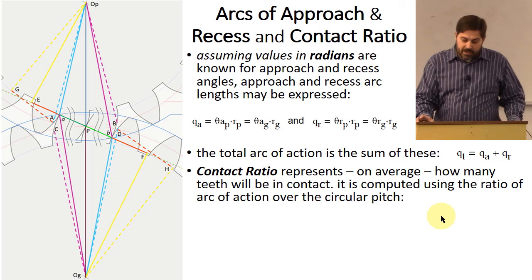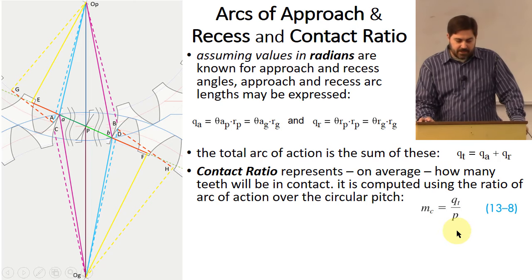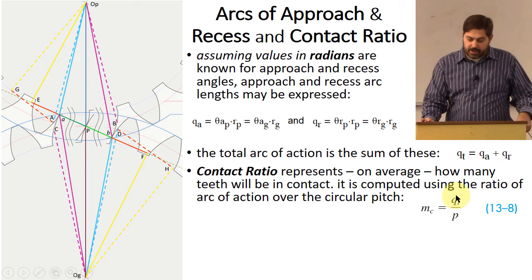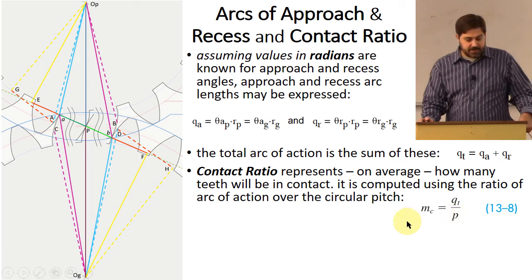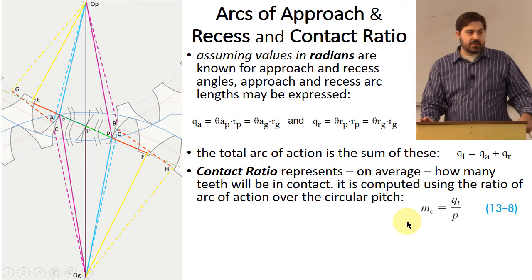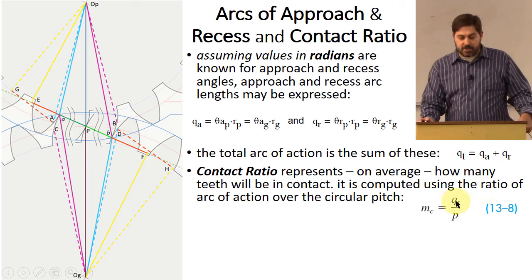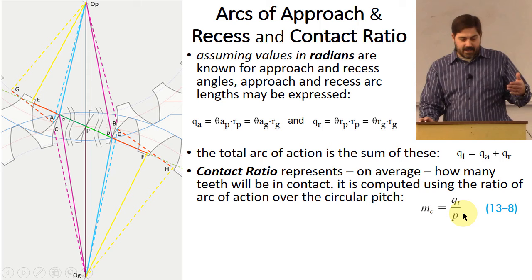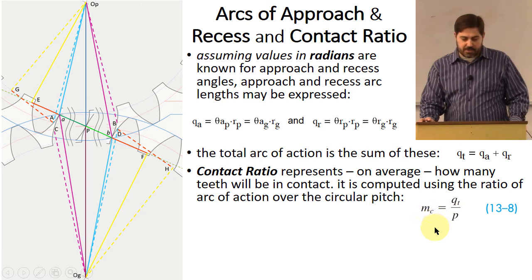Okay? And we can calculate that basically by doing this. We can take the total arc of action and divide it by, what is P here, you think? Circular pitch. Okay? So this basically represents, on average, how many teeth are contacting, because the arc of action is the total amount of arc length that you have for teeth to contact in, and P is how much of the arc one pair of teeth takes up. Does that make sense? And that gives you this contact ratio.